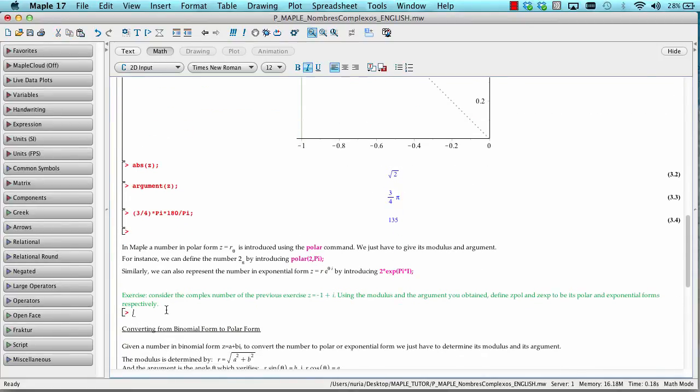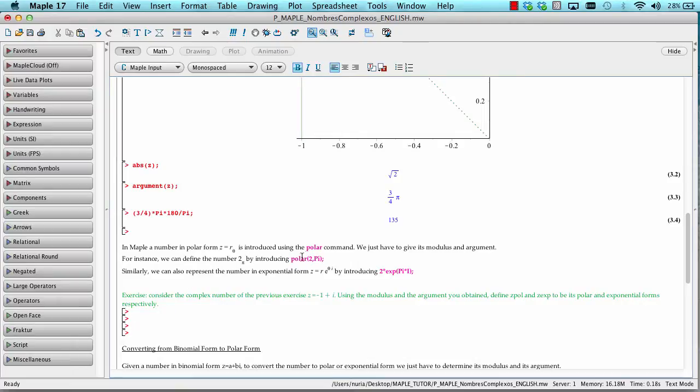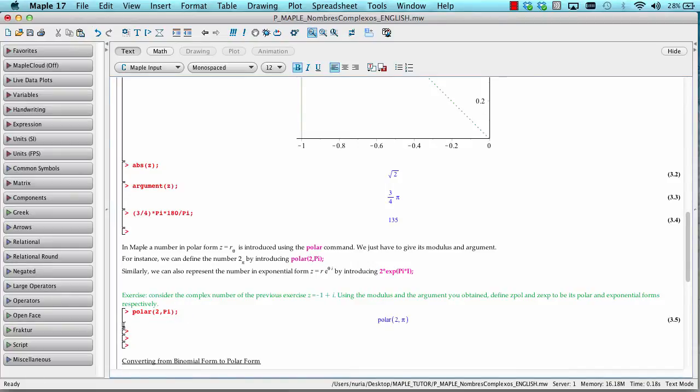Now, how do we introduce a number directly in polar form? We have the command polar, where we place the modulus and the argument, okay? This is the polar form. How do we introduce, for instance, the number 2 pi in polar coordinates? 2 pi, which number is 2 pi? It's magnitude 2, pi means 180, so it's -2, okay? This is not simplified, but if we simplify it, you see that it's -2, okay?